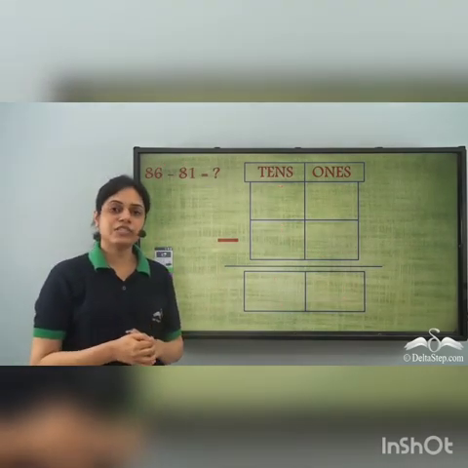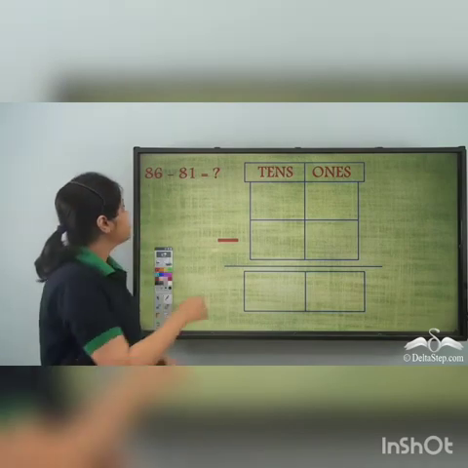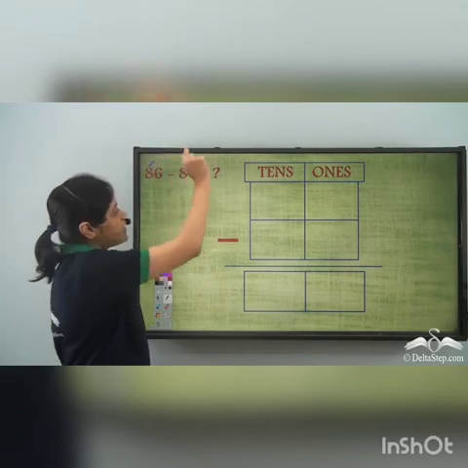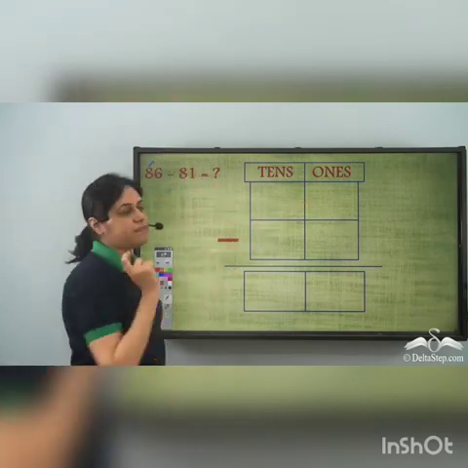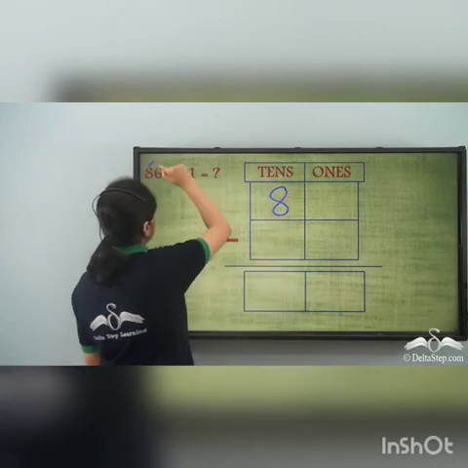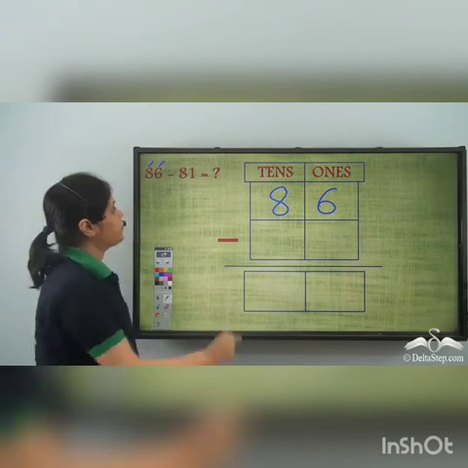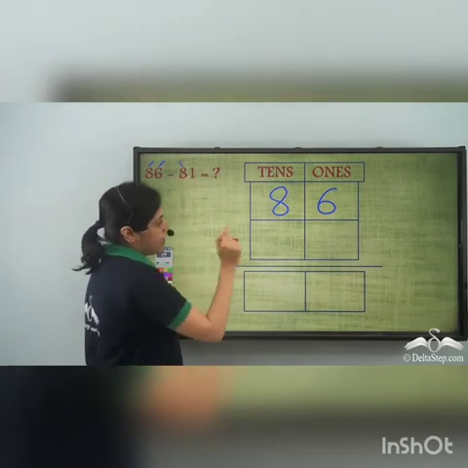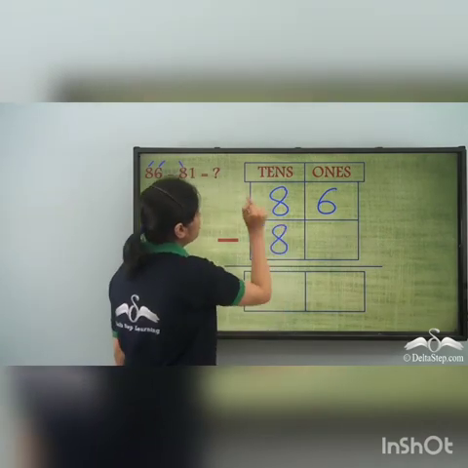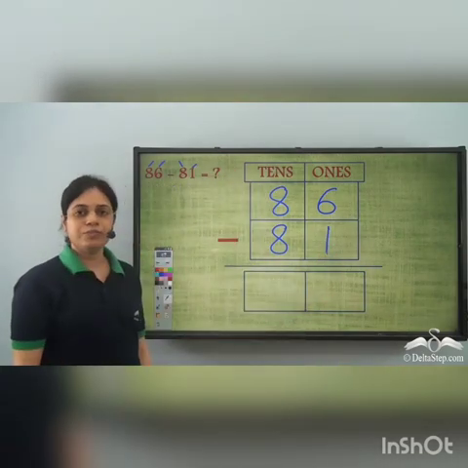Now let's try out this one. What is 86 minus 81? So let's put 86 in its place. So 8 of 86 will go to the tens room. 6 of 86 will go to the ones room. 81, 8 will go to the tens room and 1 will go to the ones room.